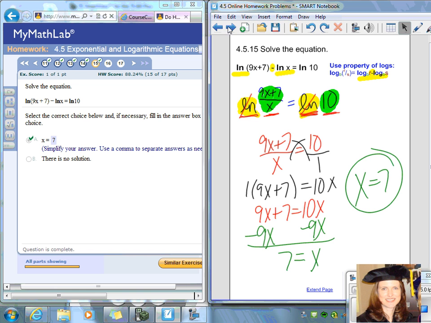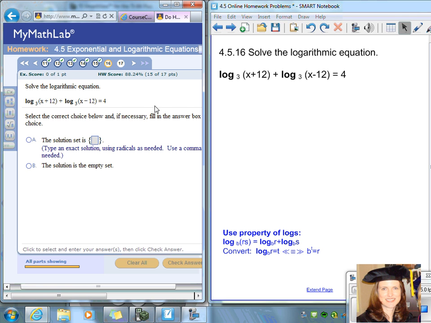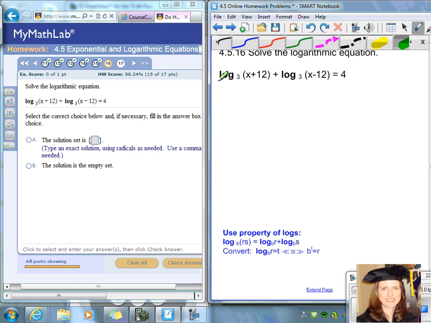Okay, we have just a couple more in this section. Looking at question number 16, we want to solve this logarithmic equation. Notice we have two logarithms with the same base that are split with a plus sign. We're using this property of logarithms to condense it into a single logarithm.